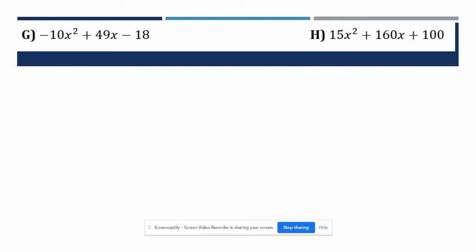Example G. 10, 49, and 18 do not have a common factor beside 1. However, again, our A term is negative and we're trying to avoid that. So my first step is going to be dividing everything by negative 1. And remember, anytime I'm dividing, I have to make sure it goes on the outside of a set of parentheses as my overall common factor.